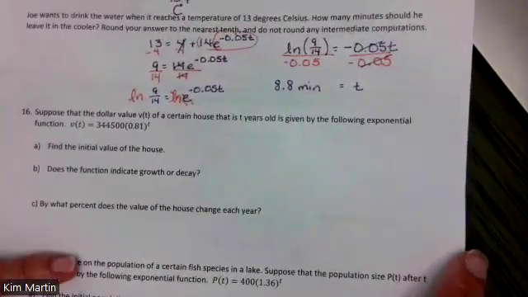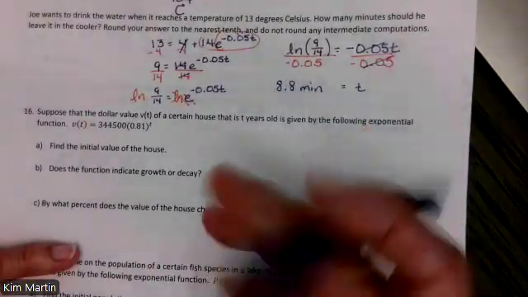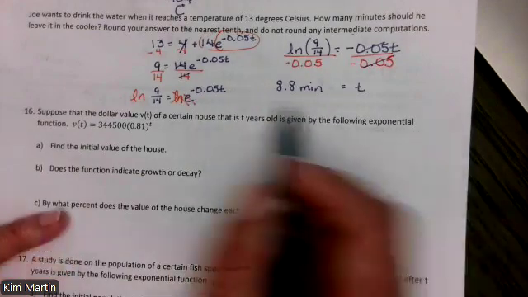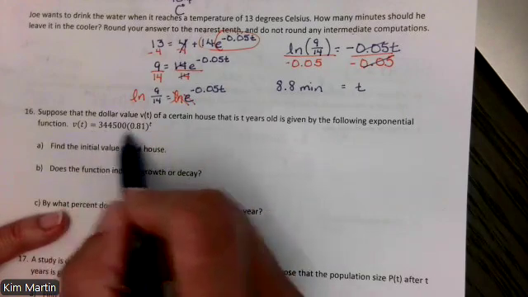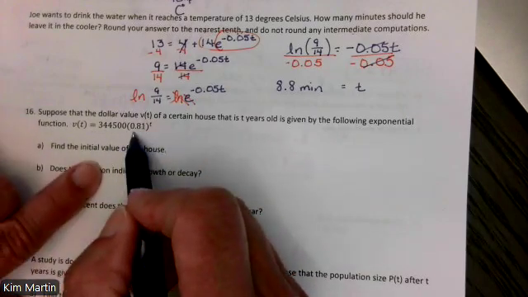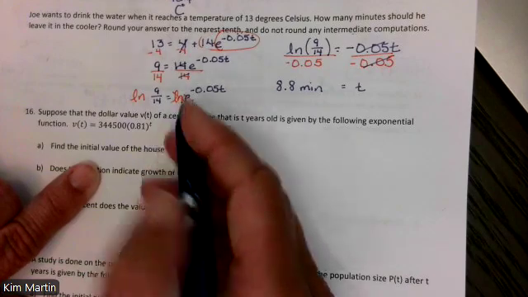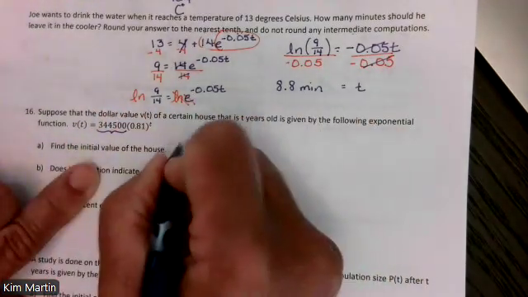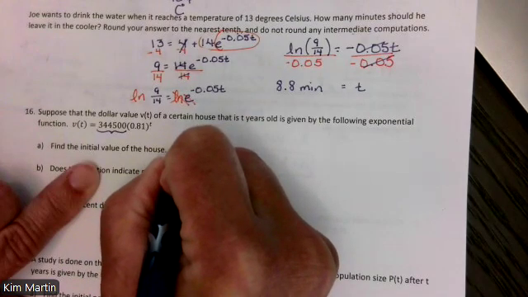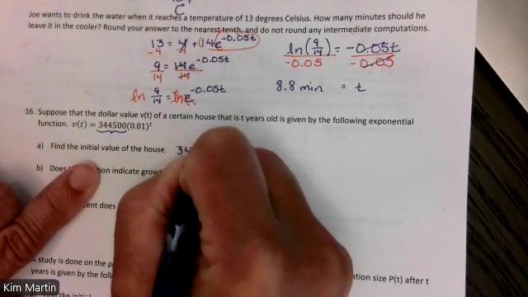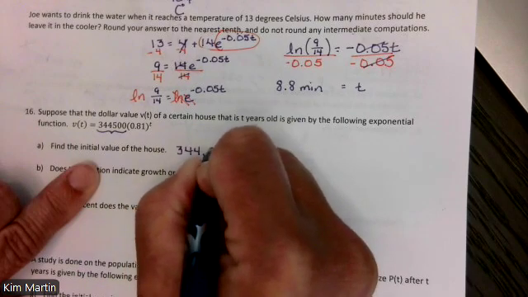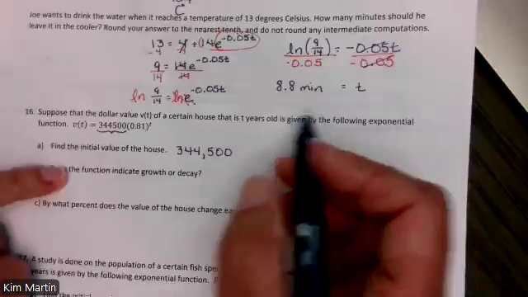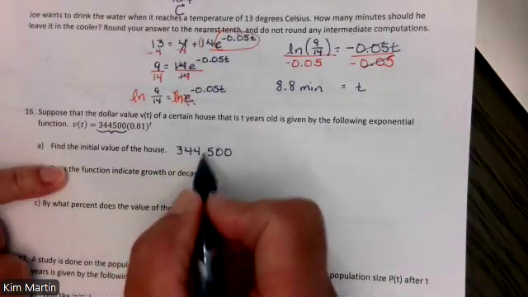All right, suppose the dollar value, V of t, of a certain house that is t years old is given by the following exponential function. Okay, so we have this function right here. Find the initial value of the house. The initial value is this right here. Okay, so that is our initial value, $344,500.